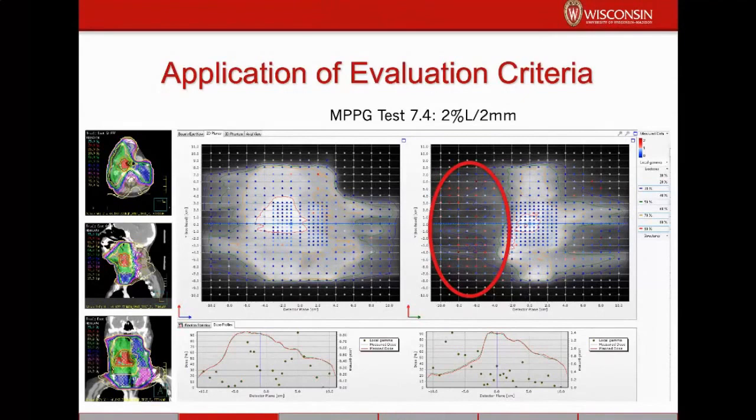That said, I think patient-specific QA has a really important role to play in MPPG 5A. For one thing, patient-specific QA methods are super efficient. And so when you're trying to measure a lot of plans very efficiently, I think there's no better way to do it than with patient-specific QA devices.